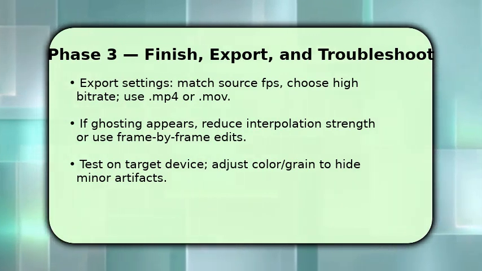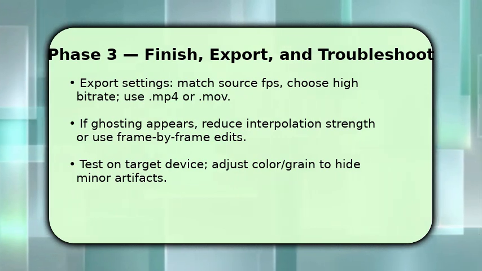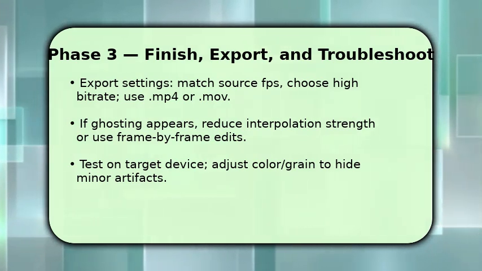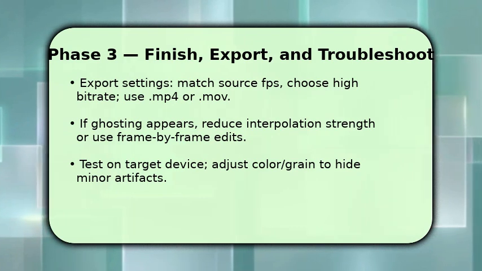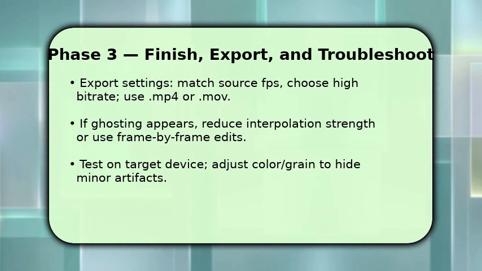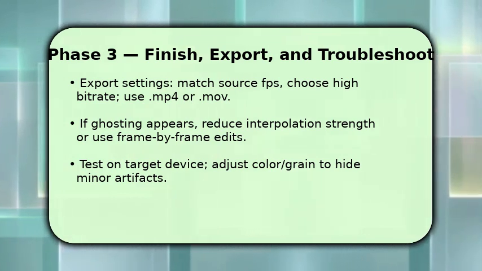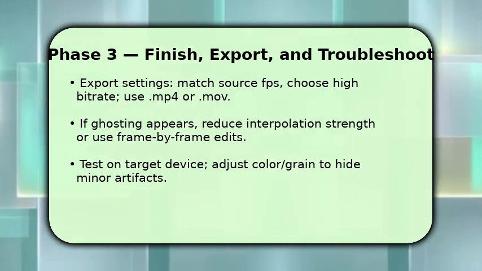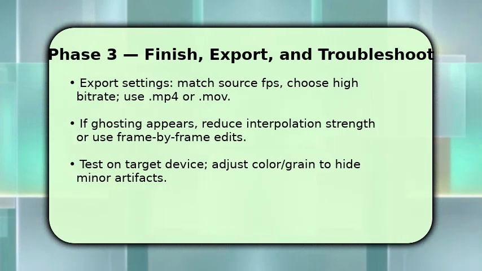If you see ghosting or warped motion, reduce optical flow intensity or switch to manual frame-by-frame fixes. This trades speed for precision. Make sure to test the final file on the target device, and if small artifacts remain, add subtle grain or tweak color to blend them. This often makes a big difference in perceived quality.